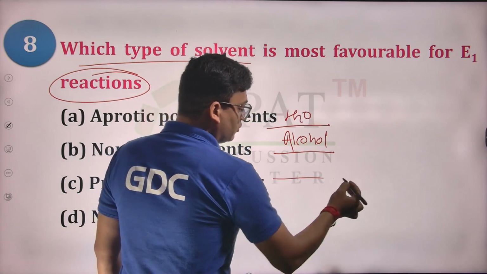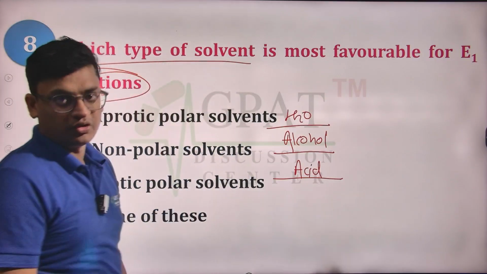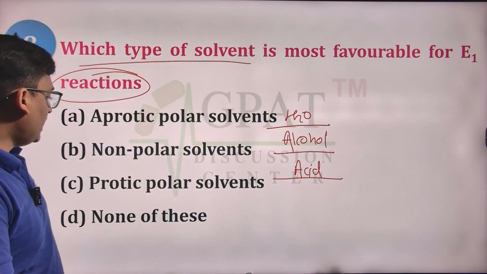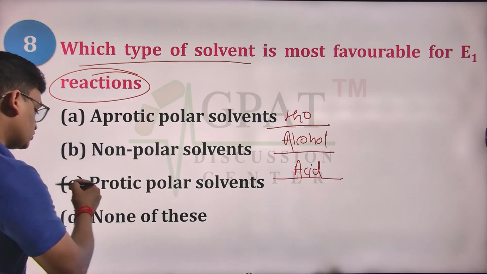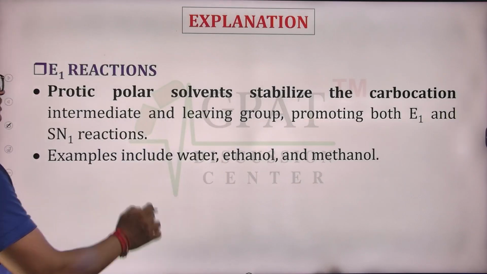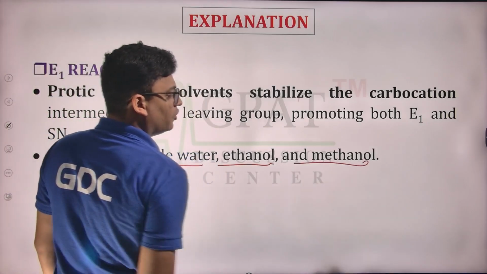Next we are talking about acids. They have polarity and they are protic solvents. They are polar protic solvents. So polar and protic solvents. Yes, C is the right answer. Polar and protic solvents like water, alcohol, methanol, ethanol.